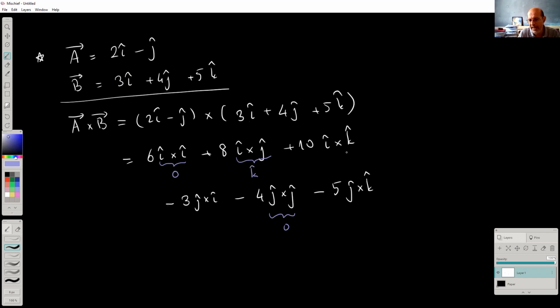How about this one, i cross k? Well, I need to determine if ikj is in cyclic order or not. It is not, because ijk is in cyclic order. If you just change the places of two of these symbols, then you change the order. So therefore, that's going to give me minus j. Okay. So j cross i, jik is cyclic or anti-cyclic? Well, it is anti-cyclic. So therefore, this is minus k. And j cross k, well, that's cyclic. So therefore, that's equal to i, right?